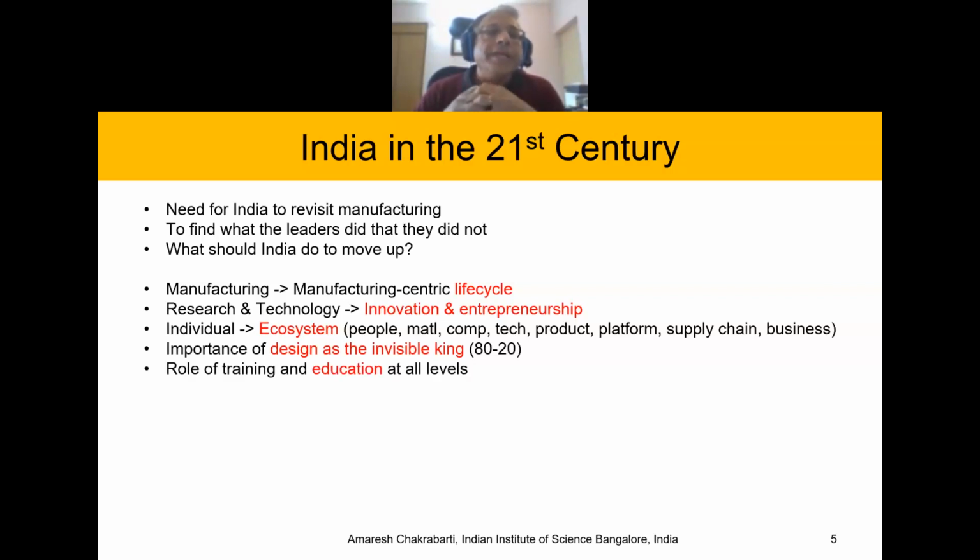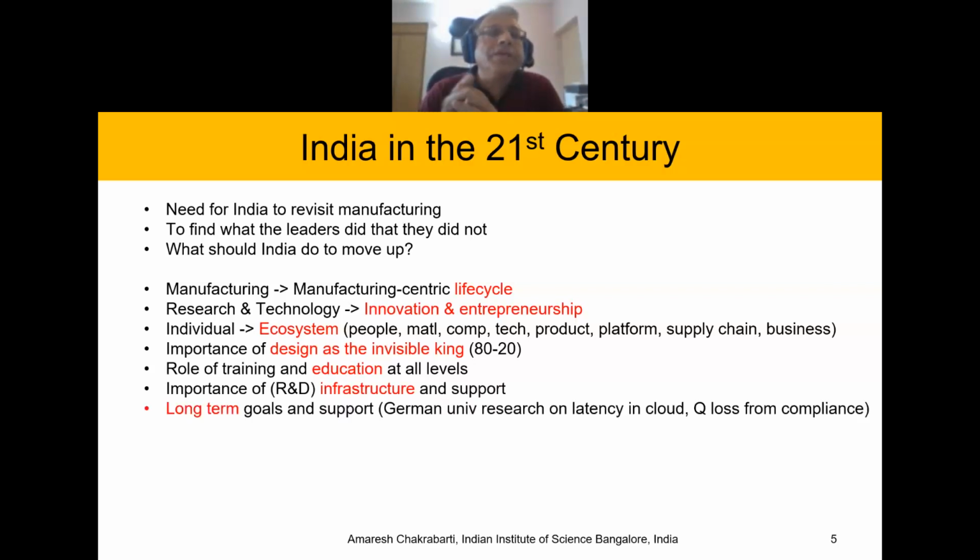Finally, the role of training and education at all levels is being felt as never before. It's not just getting higher education done, but both the white collar and the blue collar members of the society, all the way down to early educational levels, are important. And the importance of R&D infrastructure and support, as well as putting long-term goals in order to create the knowledge with which industry and practice can be supported further down the line is also being felt.